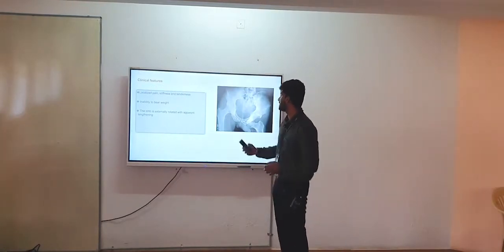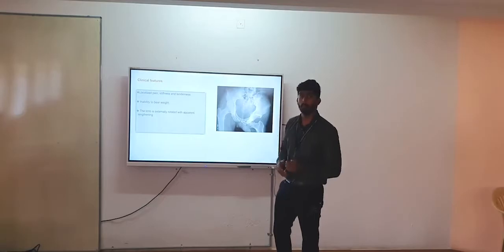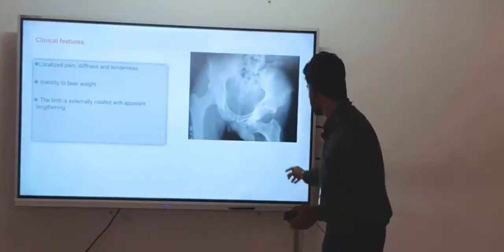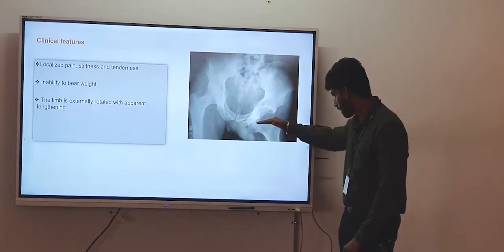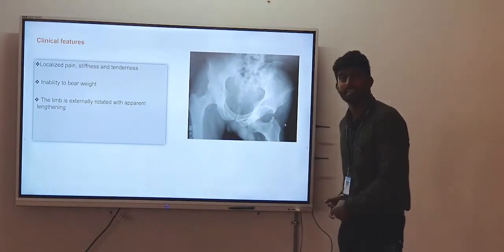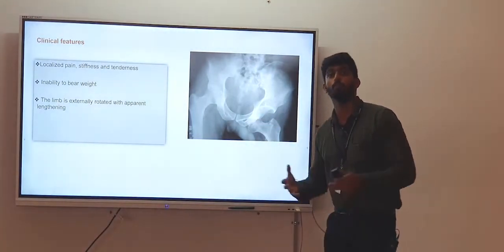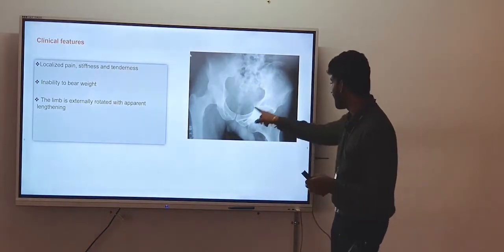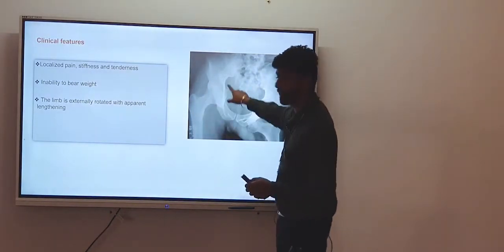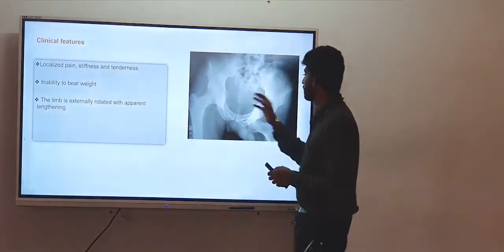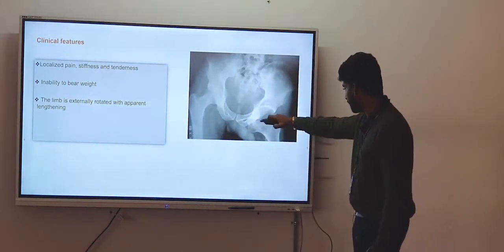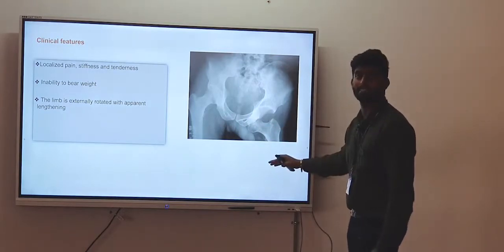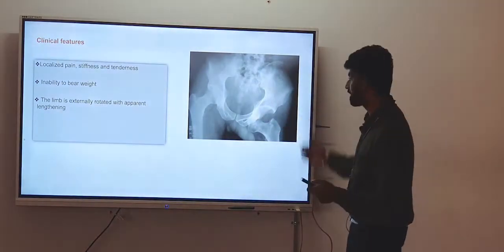Then the next is the limb is abducted with apparent lengthening. That can be because the femur has come out from the acetabulum. If the femur has come out from the acetabulum, definitely the length of the limb will be more. If it is properly aligned, it will be like this as on the normal side. If it is not properly aligned, the femur will come out of the acetabulum and the length will increase.